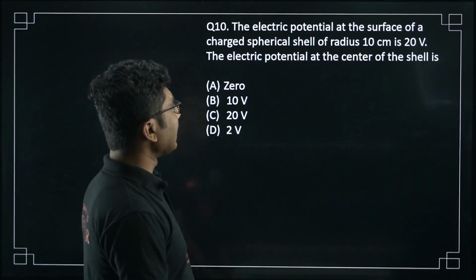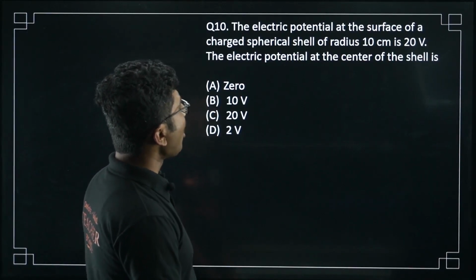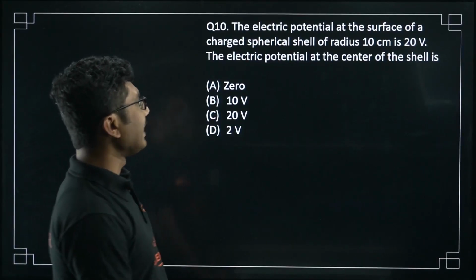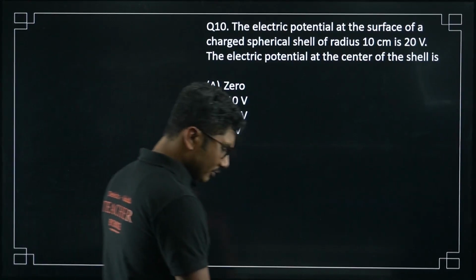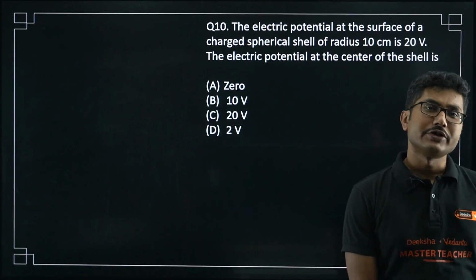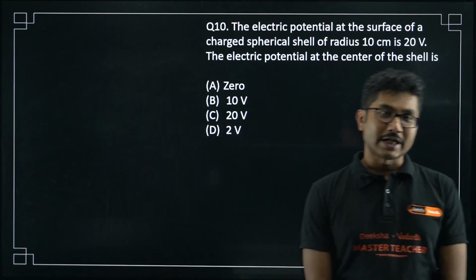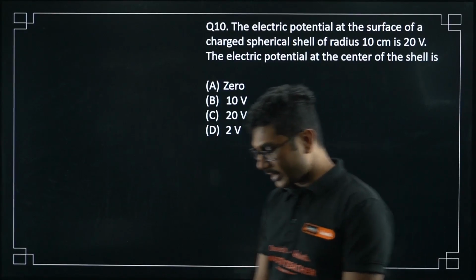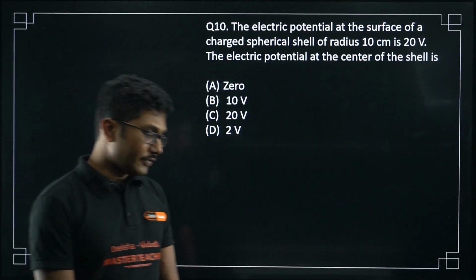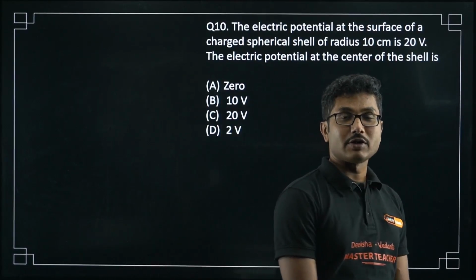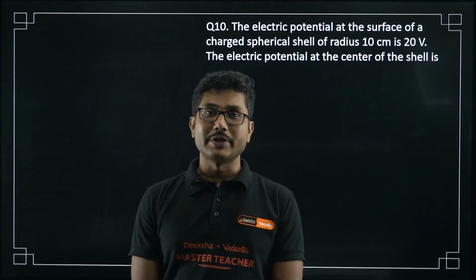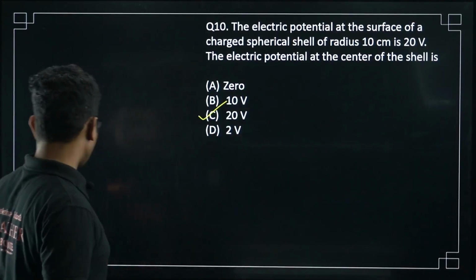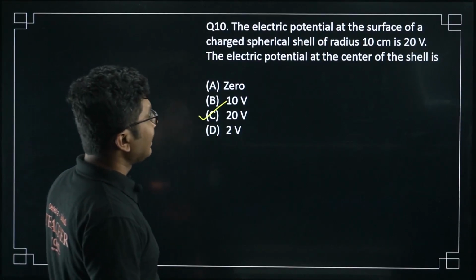The electric potential at the surface of a charged spherical shell of radius 10 centimeter is 20 volt. The electric potential at the center of the shell is? Again this is an easy question because we know that the electric potential inside a shell remains constant, the same as on the surface. In case of a solid conducting sphere also the potential is constant. If it is not conducting, then at the center it will be the same value. So it will be 20 volt.